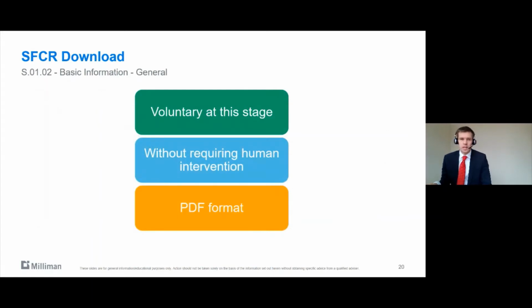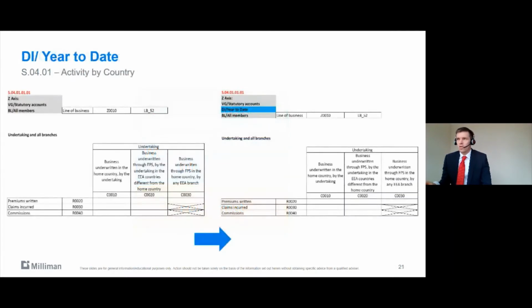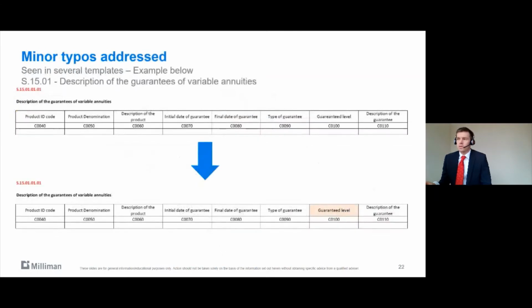Often when they put something in and it's voluntary initially, you wonder, is it because they're going to make it mandatory the following year? But for now, you don't have to, but the field is in there if you do want it. And so you do need to have something there, a link to a PDF format. The next one is just minor tweaks to SO4, so including information on activity by country, and then you have to have it year to date marked inside in that form. There's some minor typos that have been addressed. So for instance, here on S15, guaranteed level misspelled there, and just tidying up things like that.